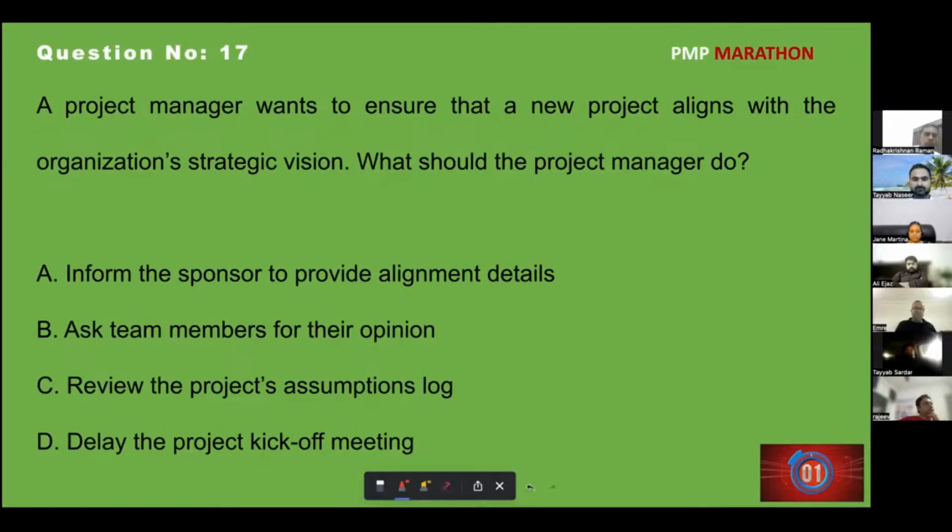First, I need to know the alignment details. What does C have in it? Delay the kickoff, it has nothing to do with that. Review assumption log, ask team members. No. Who defines the organizational vision?